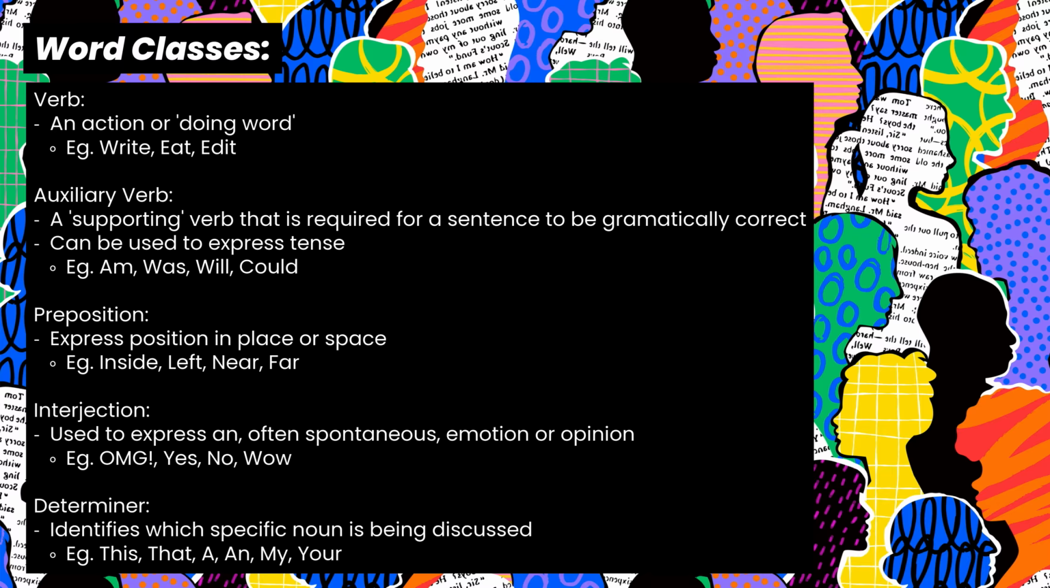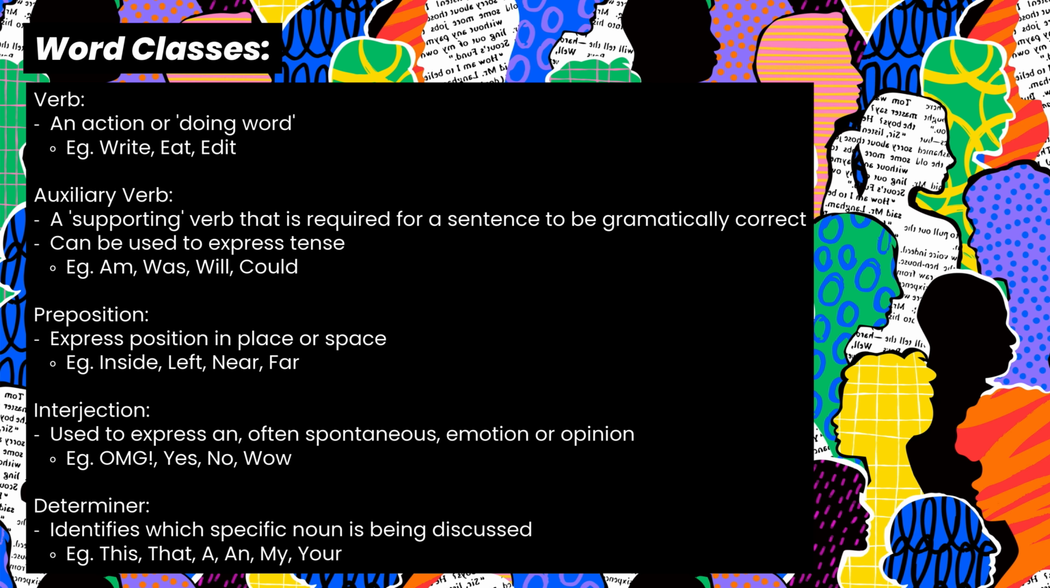Then we have auxiliary verbs. Now, auxiliary verbs are a type of verb that supports the main verb. And these verbs are required for our sentence to be grammatically correct, but they can also be used to express tense. So, auxiliary verbs include things like I am writing, where am is an auxiliary verb because our sentence can't be I writing in standard Australian English.